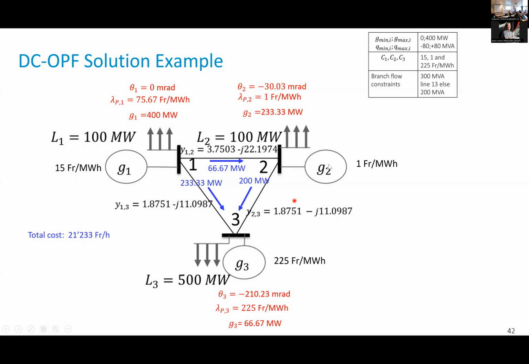Why is it so? Well, because of the different constraints that we have on the grid. If I want to have more power here, I will need to generate it partly from G3. So the additional power will be generated from G3, whereas if I have more power consumed here, I can produce it locally.